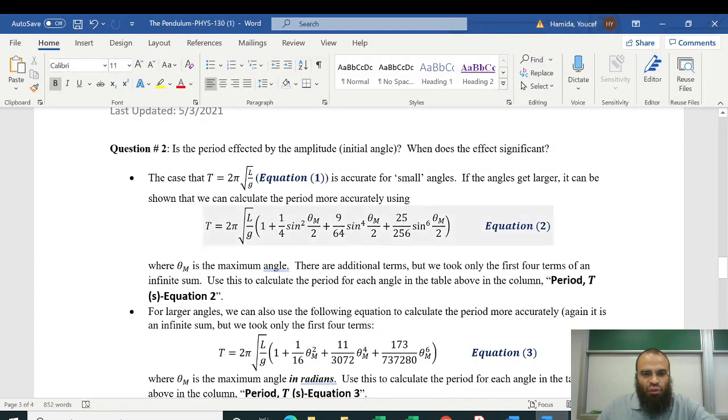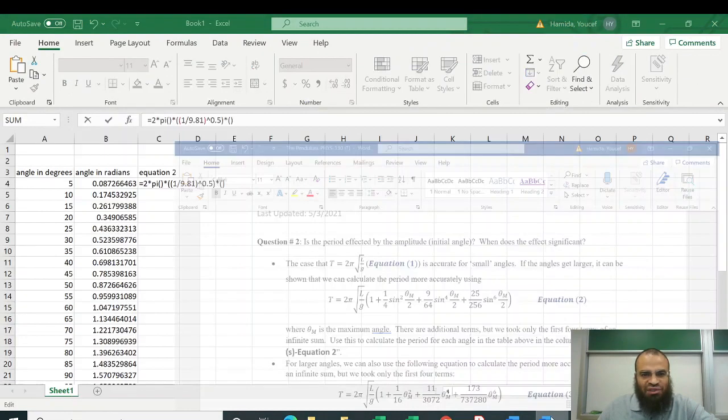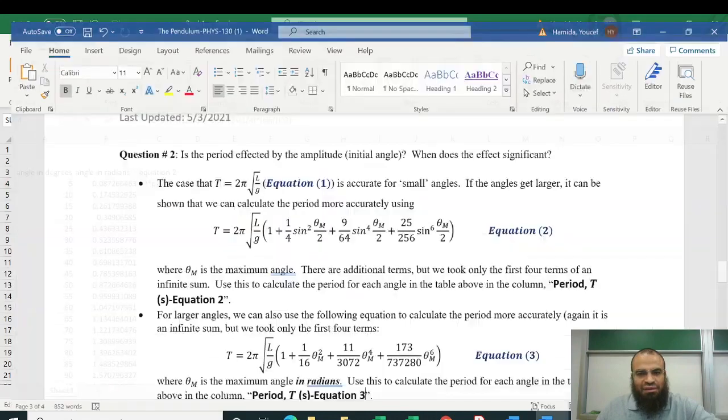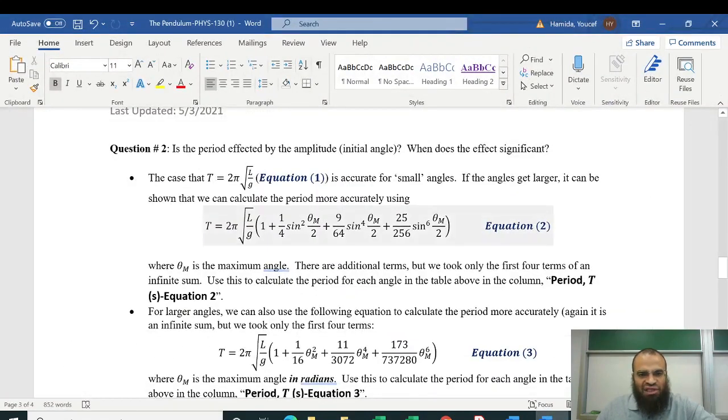What's the stuff here? 1 plus 1/4 sine squared theta maximum over 2 plus other stuff. So 1 plus, I put 1 over 4. Use parentheses so the order of operation doesn't get confused, times, and then the sine squared. So sine squared I put to the power 2. Sine of what? Sine of theta maximum over 2.